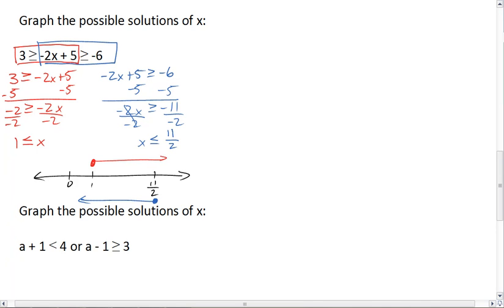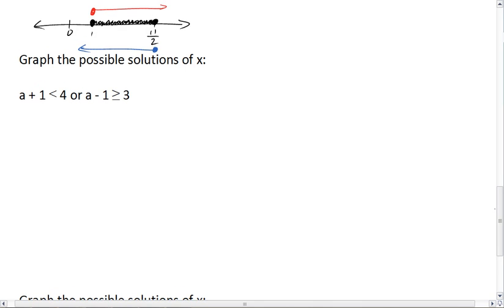Now remember, this is an and. We know it's an and because it was all written together. An and means that we're looking for the place where both of the equations work, where they're both solutions. And so that means everywhere from 1, because 1's included in both of these, and then everything all the way up to 11 over 2, just like this. And so that would be a solution because it would be somewhere in between. All right, let's move on to the next one.